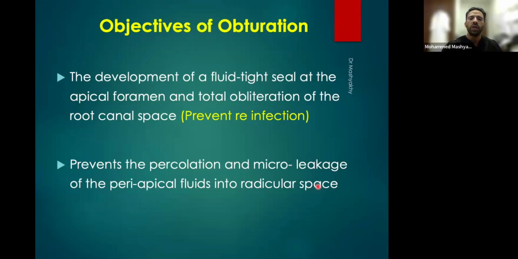So why do we do root canal obturation? We need to prevent the reinfection, and also sometimes we need to prevent the percolation and microleakage of the periapical fluid into the radicular space.